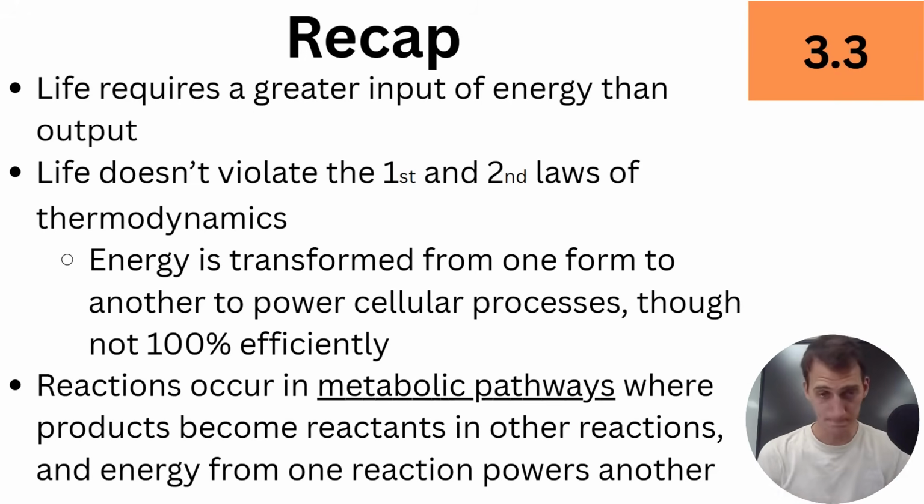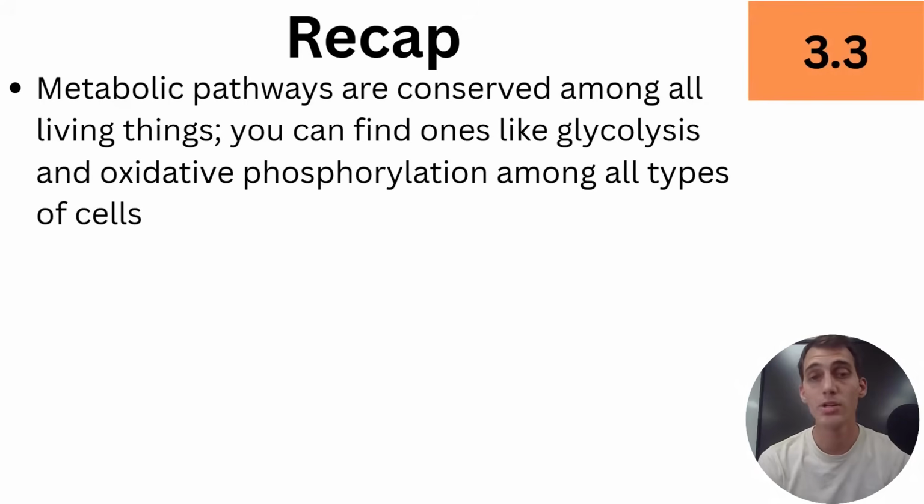Reactions happening in metabolic pathways where products become reactants in other reactions. Energy from one reaction is used to power another one. All right. Metabolic pathways are conserved among all living things. You can find ones like glycolysis and oxidative phosphorylation among all types of cells. Okay. So living things have to be efficient with our energy. We use metabolic pathways and we use energy coupling for that. We got to make sure our output is lower than our input. And some metabolic pathways are all conserved. You can find them among all different types of life.